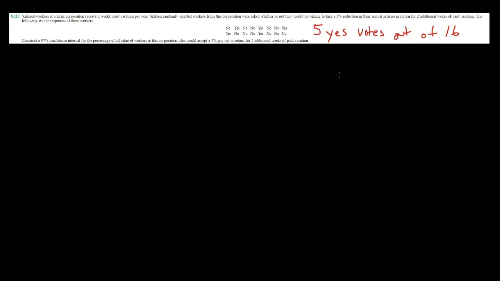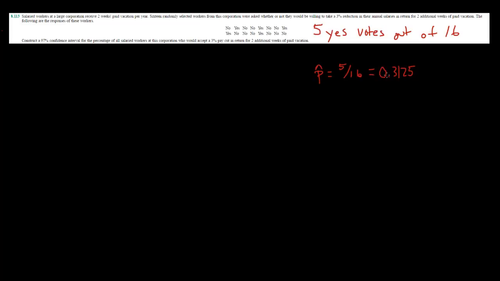So 5 yes votes out of 16. Now, what does that tell us? That tells us that the sample proportion, or the percentage of yes votes in our sample, is 5 over 16. So that tells us, let's go back over here, that P hat equals 5 over 16. Okay? Let's key that in our calculator. What does that equal in decimal form? 0.3125. That is our sample proportion. That is, out of our sample of 16 votes, 5 people said that they would be willing to take a 3% reduction in pay in order to get 2 extra weeks of vacation.